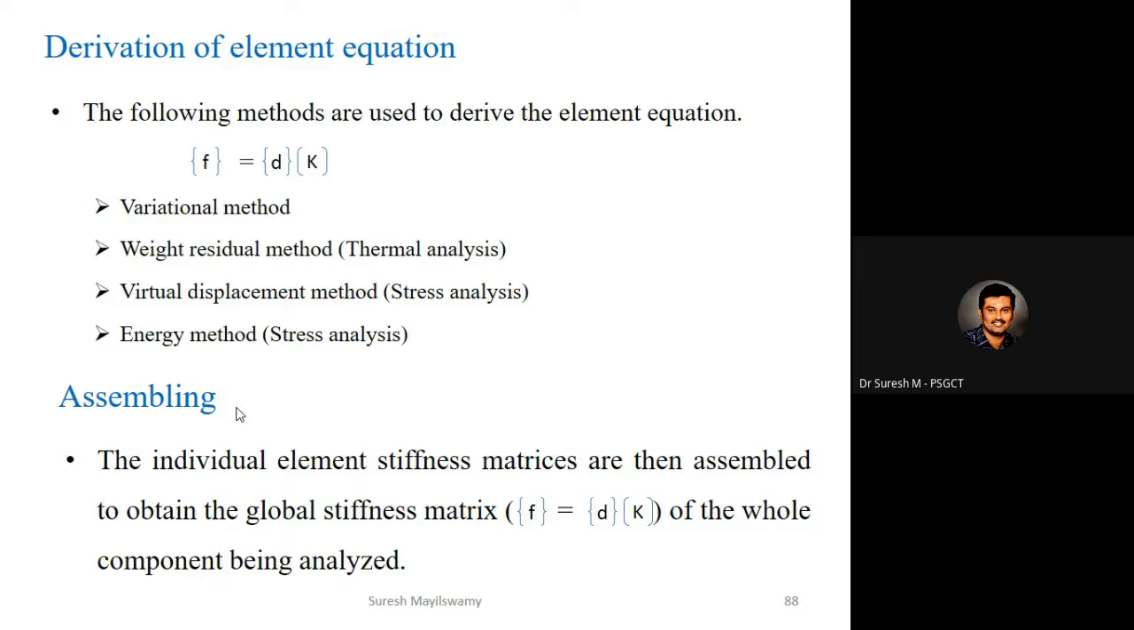For assembling, we have a force vector, displacement vector and stiffness matrix separately. I am going to assemble them so that the force vector equals the stiffness matrix times the displacement vector. That's the stage here. Individual element stiffness matrices are then assembled to obtain the global stiffness matrix. So for the global stiffness matrix, the force vector equals the stiffness matrix of the whole component being analyzed, times the displacement vector, not only for a single element.